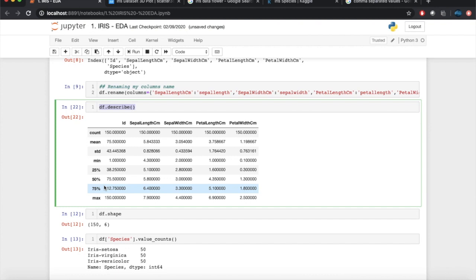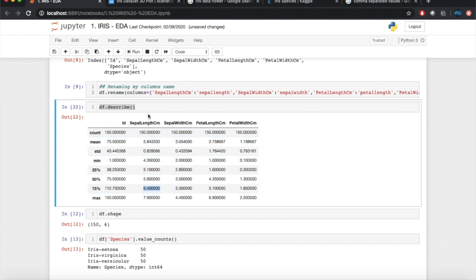So let me give you an understanding of this. Like we have sepal length, so we get to know that the maximum sepal length is 7.9, the minimum is 4.3, the mean is 5.8, the standard deviation is 0.8, and the count is 150. 75% means that 6.4 is the 75th percentile, meaning that 75% of the flowers have length less than 6.4.